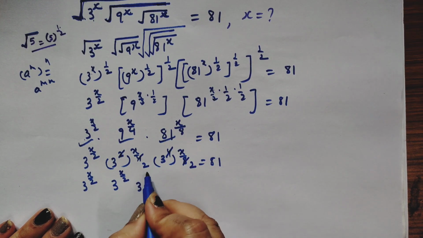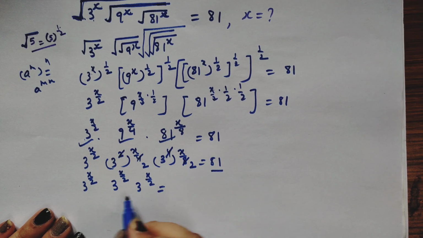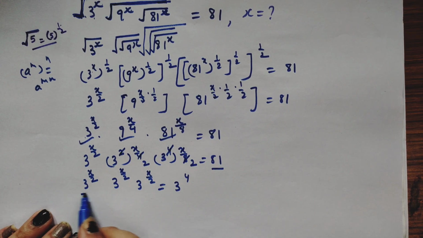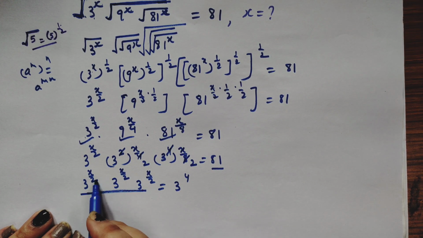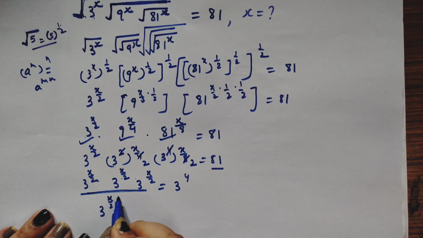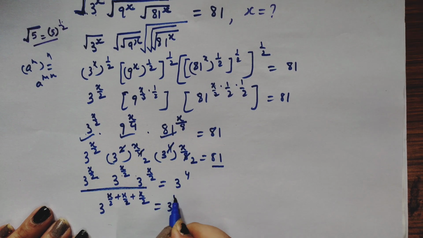So it is 3^(x/2) times 3^(x/2) times 3^(x/2) equals 81. Can we write this 81 in terms of 3 power 4? Now you can see here the bases are the same. If the bases are the same, the powers should be added according to the law of exponents. So we will add the powers x/2, x/2 and x/2, and here 3 power 4 is as it is.